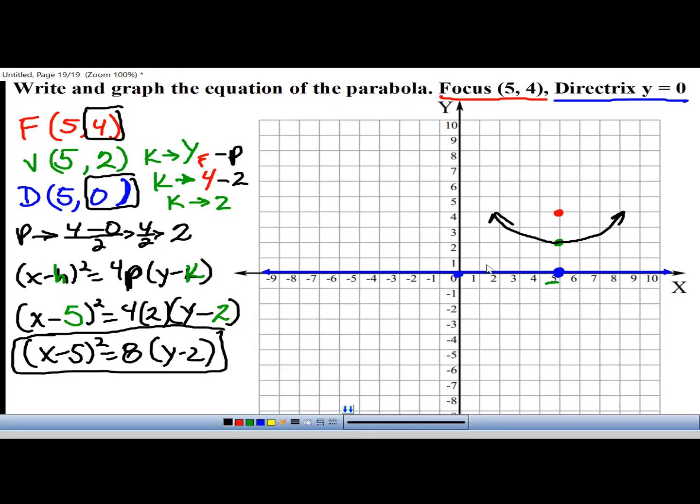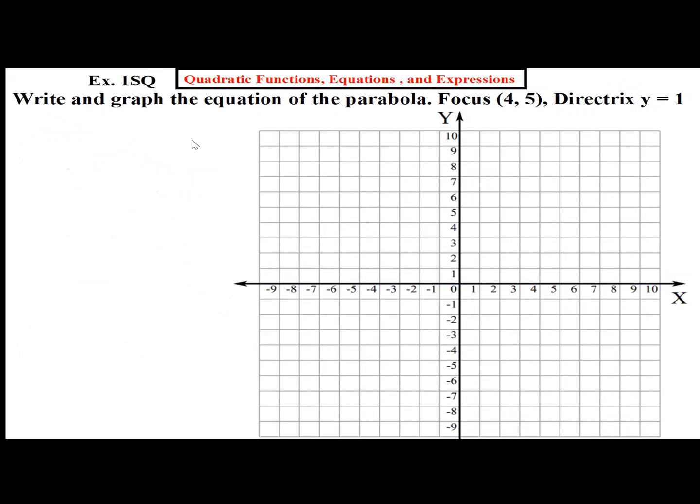Example 1 super cube. It says, write and graph the equation of the parabola with focus 4, 5 and directrix at y equals 1. Once again, make sure you follow the process that we just did. Let's see how you do with that. I'll give you some time. Copy that and go.